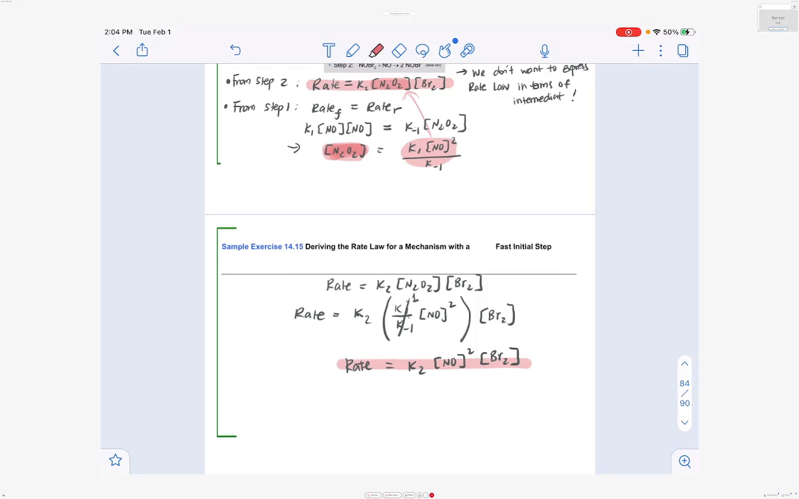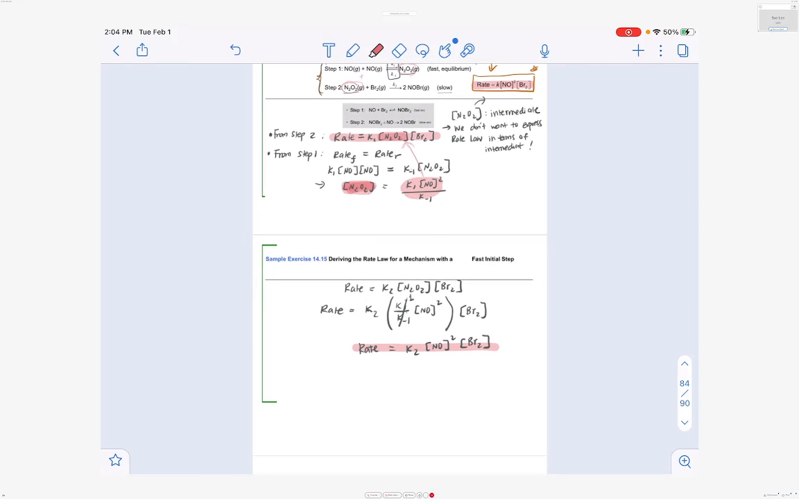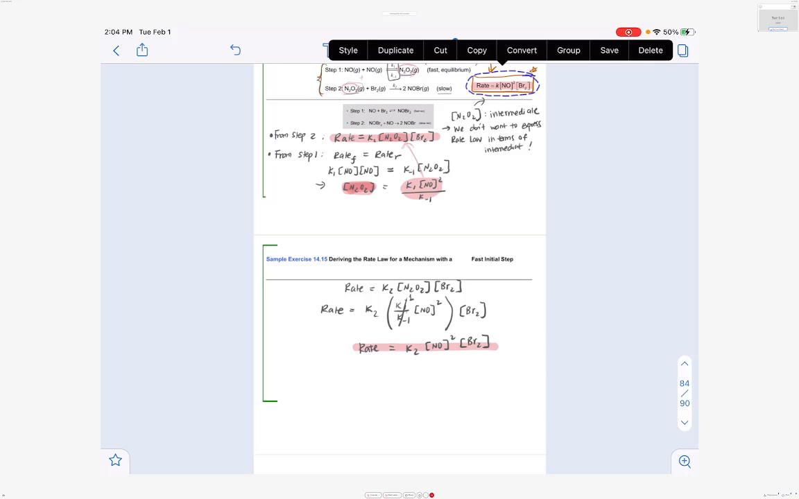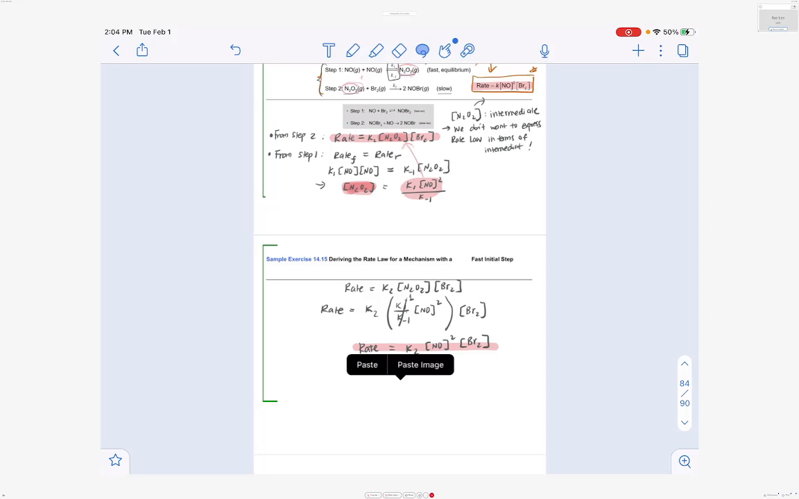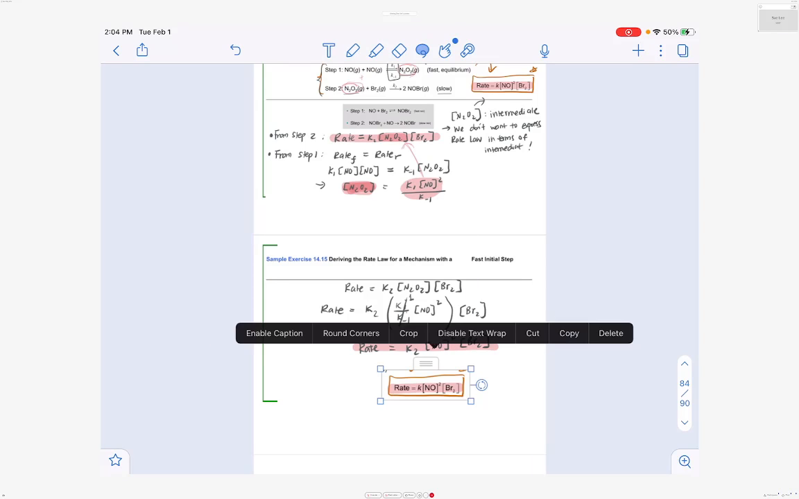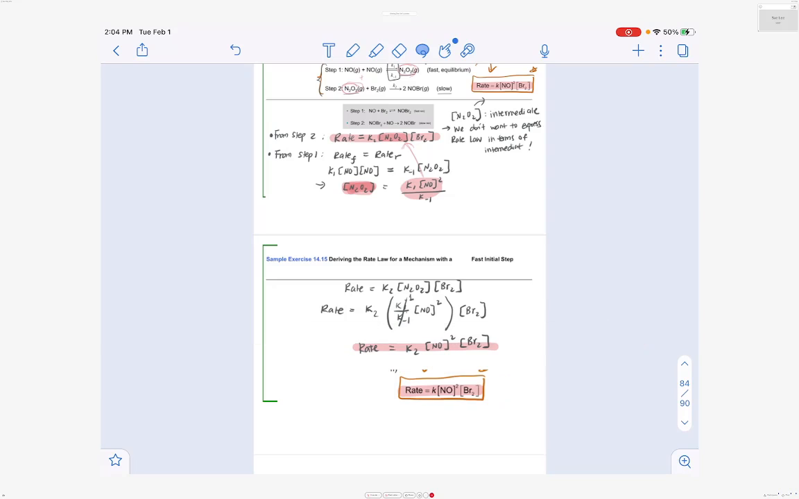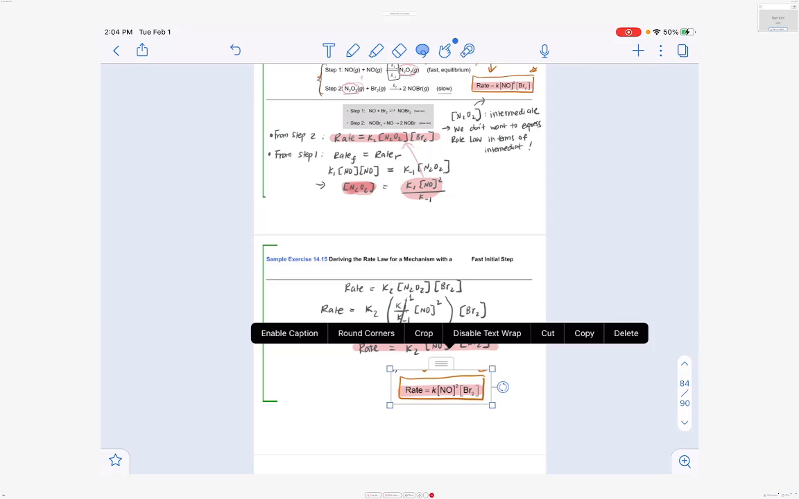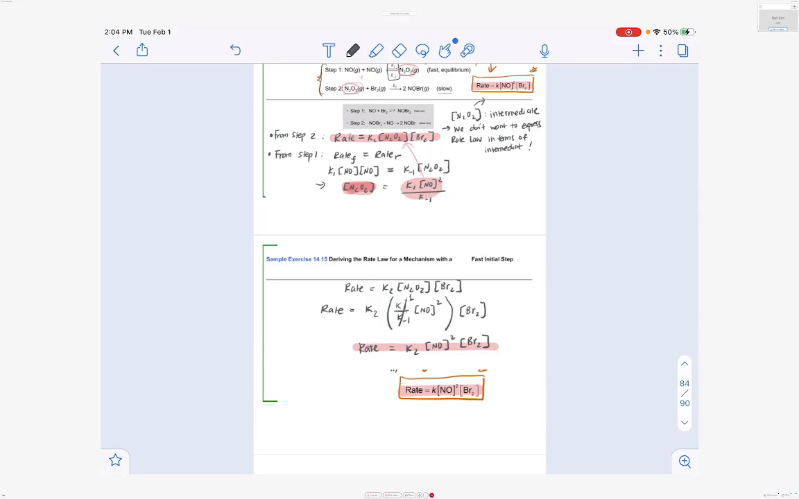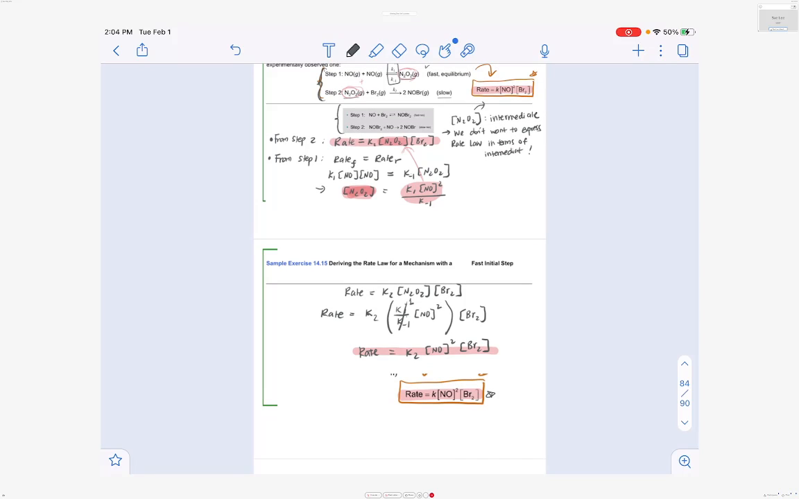You have finally achieved this rate law. Now let's compare with the rate law above. Are they same or different? They are same. What this tells us is that from this rate law, you can propose this mechanism that I propose, and this mechanism will meet this rate law.